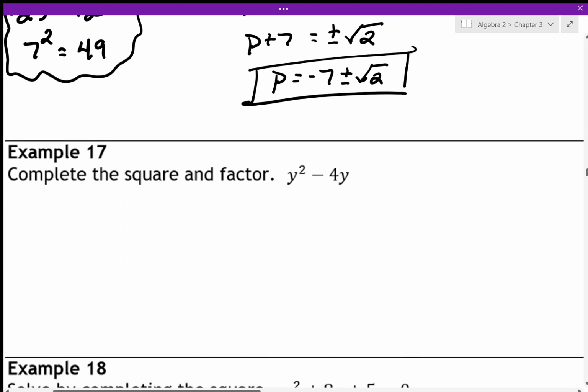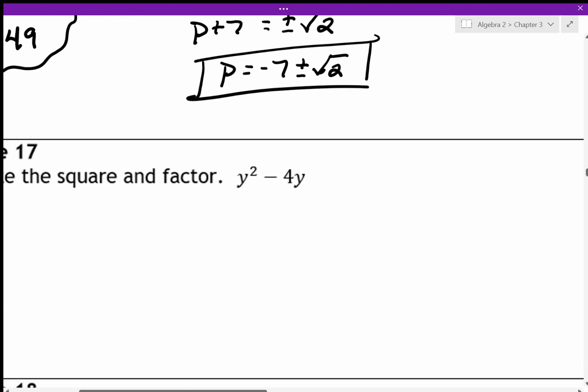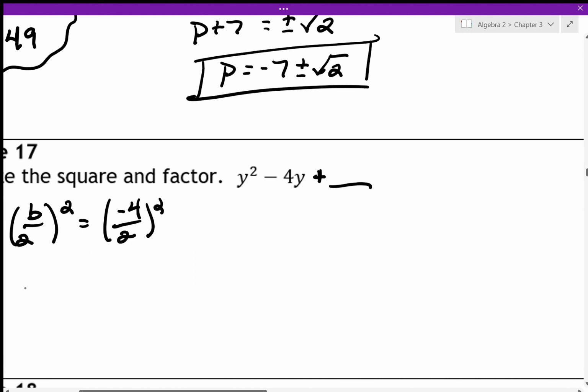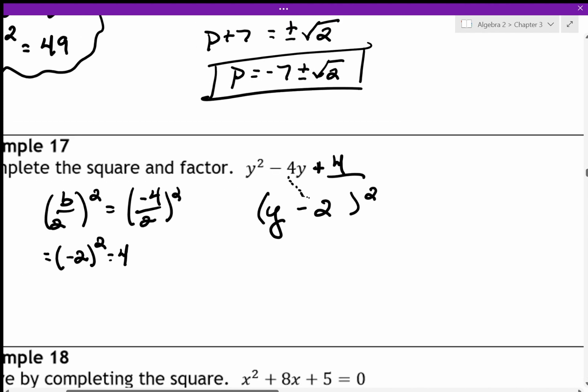All right, number 17. This says to complete the square and factor. Now this guy doesn't have an equal sign, so we don't have to deal with our blanks on the left and the right side. I'm just going to put my plus blank right there. To figure out what goes in my blank, I use b over 2 squared. My b value is negative 4, so negative 4 over 2 squared. That's negative 2 squared, which is 4. So I got a 4 in my blank. Now it's ready to factor, and my pattern tells me that it's going to be y minus 2 quantity squared, right? The 2 came from negative 4 divided by 2. And that's going to be my answer, the y minus 2 squared.